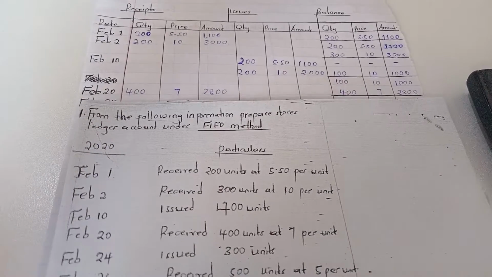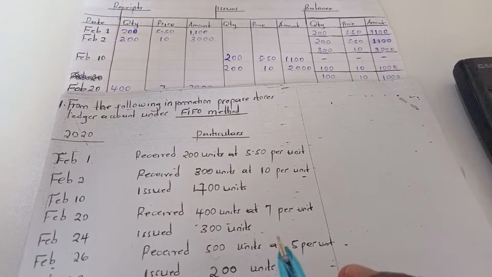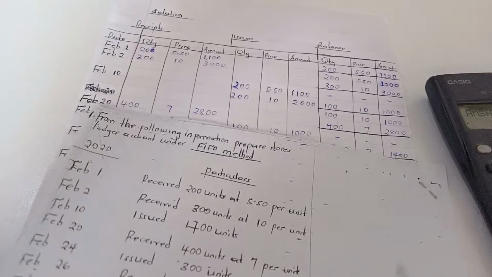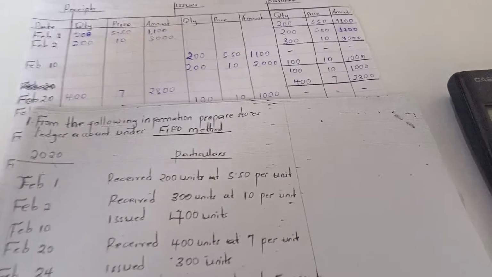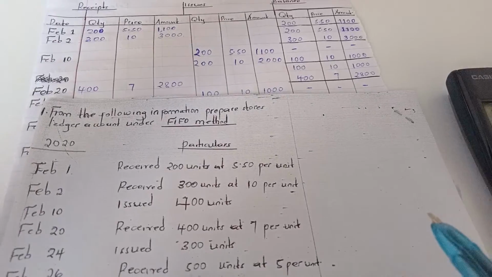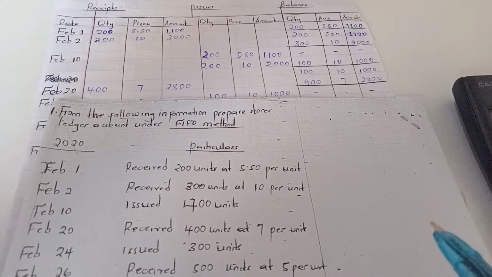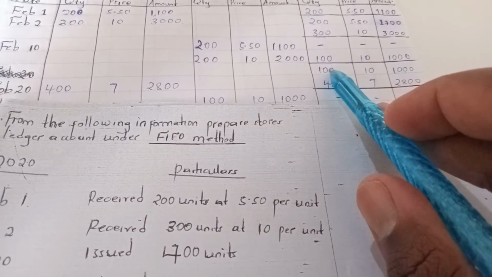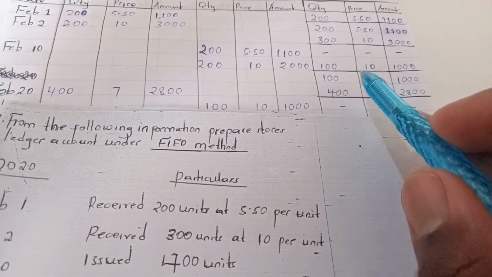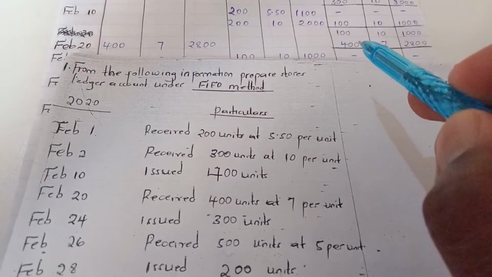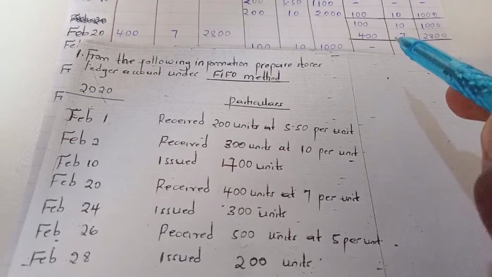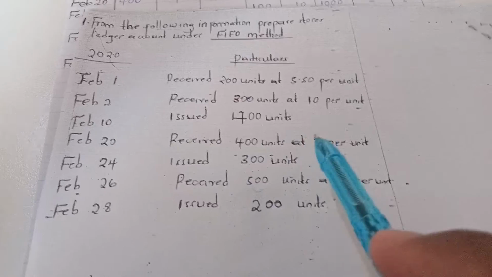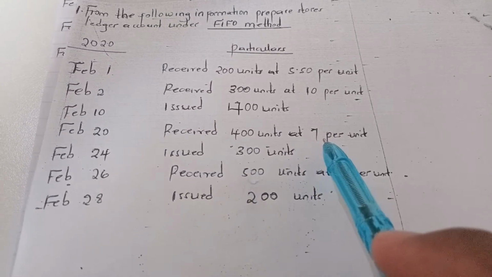On February 20th, we are being told that there was a reception of 400 units at 7 per unit. Under this method, whenever there is any reception, what we do immediately is draw a line under the balance column, then bring the balance that is remaining below the line before recording any reception. So on February 20th, they received 400 units at 7 per unit.